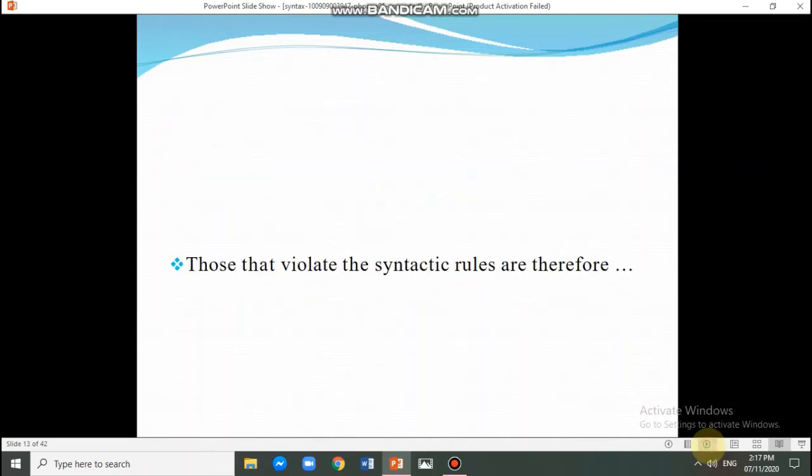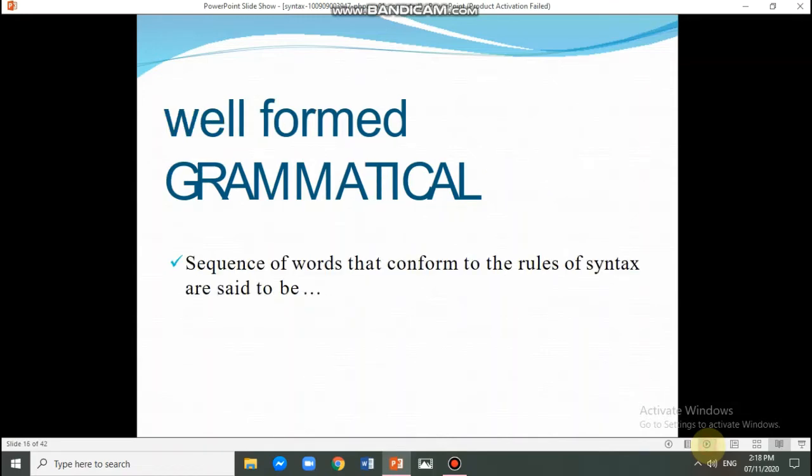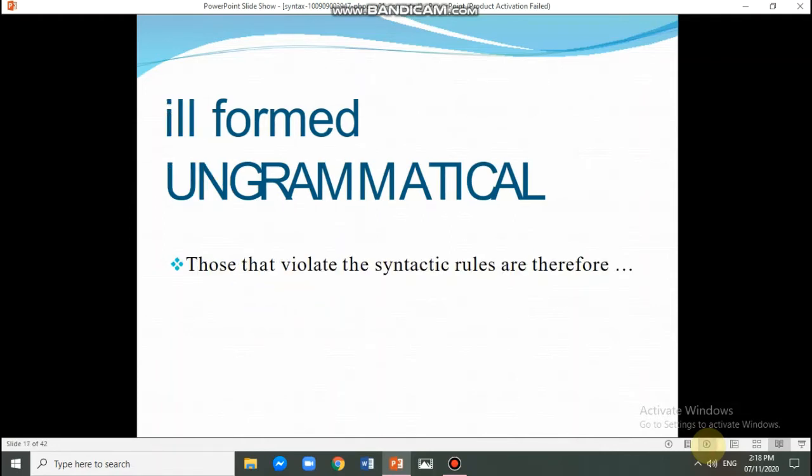And those that violate the syntactic rules are otherwise called ill-formed or ungrammatical. So we usually say wrong grammar, right? So it's still correct. However, in the language of linguistics, we term this as ungrammatical. So ingon ta, your sentence is ungrammatical. In short, wrong grammar. But mas sakto isulti nga ungrammatical in the language of English. Well-formed or grammatical are the sequences of words that conform to the rules of syntax, as I said a while ago. And the other one is ungrammatical or ill-formed, those that violate the syntactic rules. So again, if correct ang follow nimo sa syntactic rule, it's grammatical. Otherwise, ungrammatical.